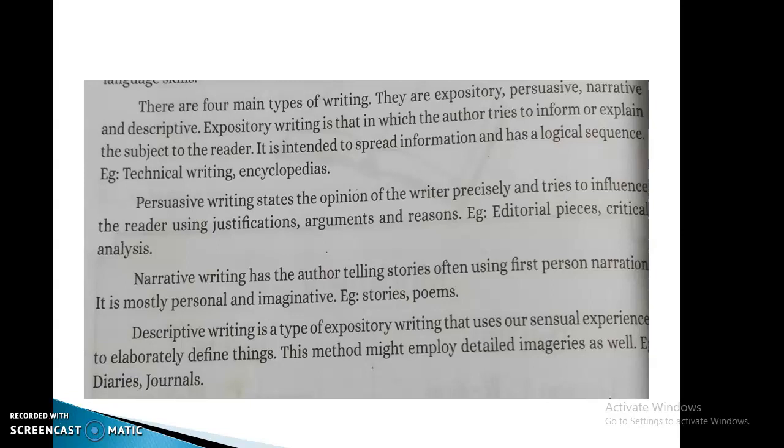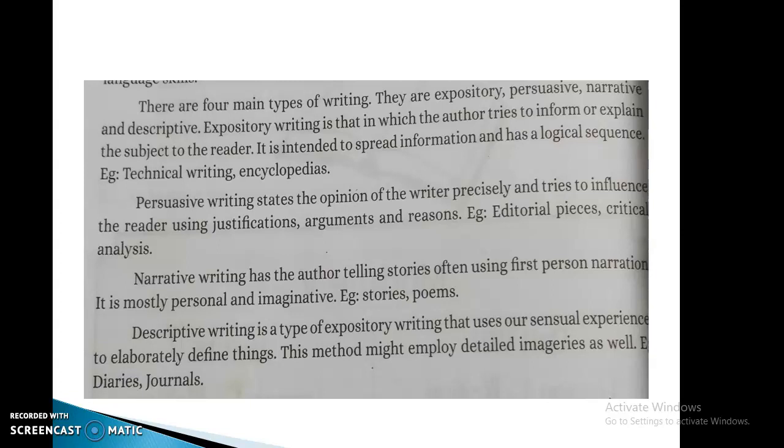First is expository writing. Expository writing is that in which the author tries to inform or explain the subject to the reader. So what happens in an expository writing is that the reader is informed about the subject by the author. The author explains the subject to the reader.